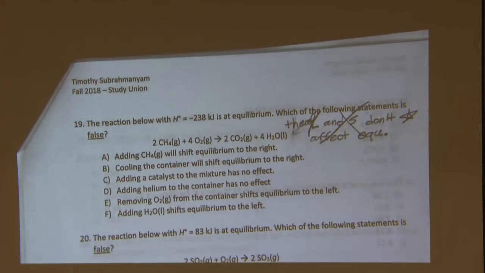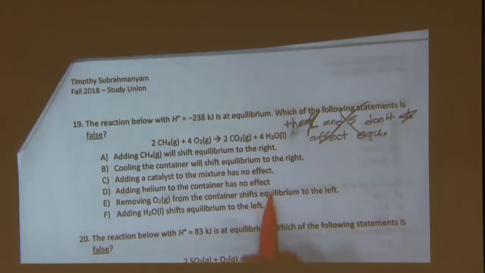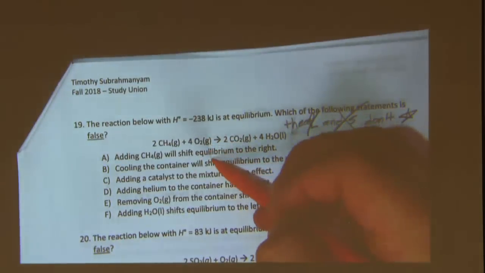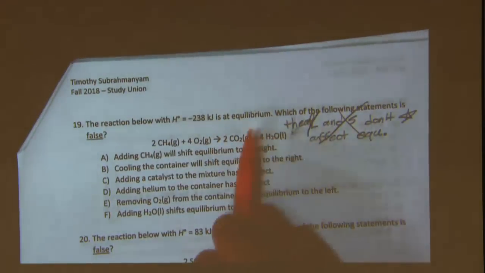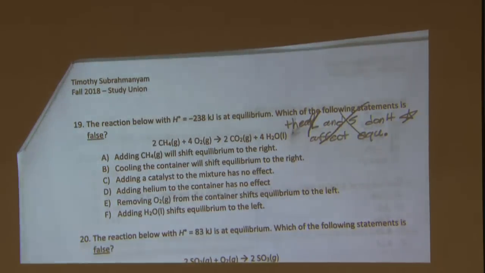The next question says, removing O2 gas from the container shifts equilibrium to the left. If you look here, I remove O2, which is a reactant. It is going to shift equilibrium to the left because I'm taking away reactant, so it'll shift towards the reactants to replace it.